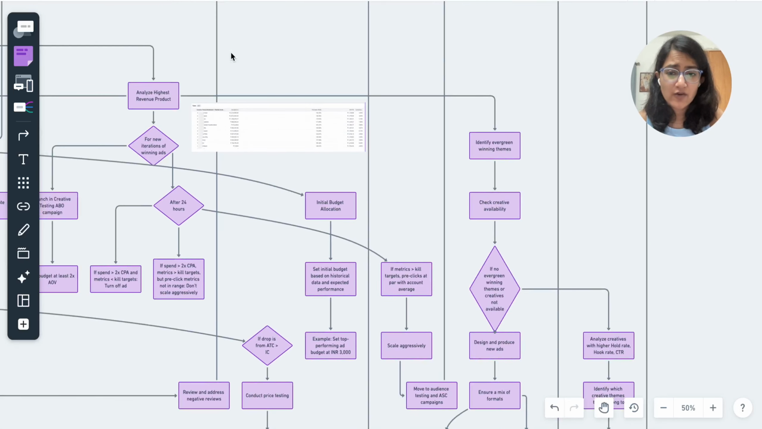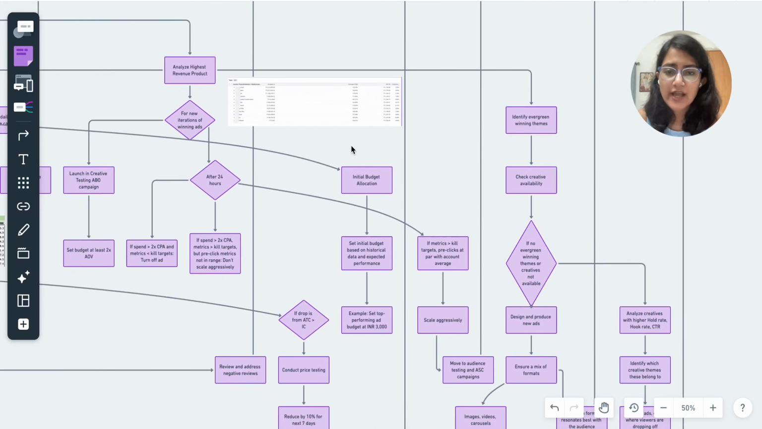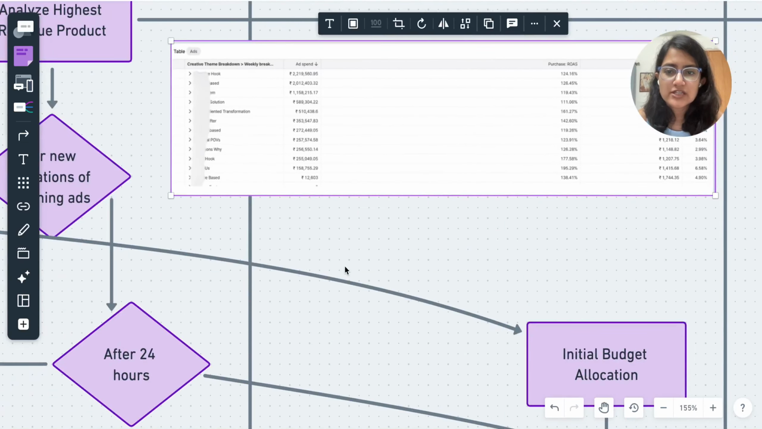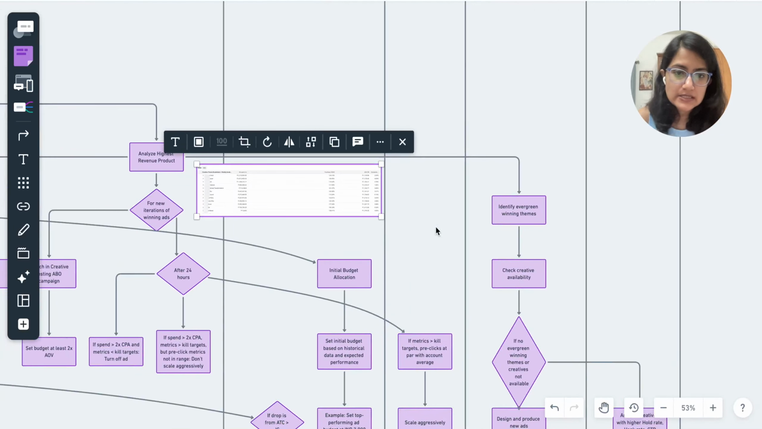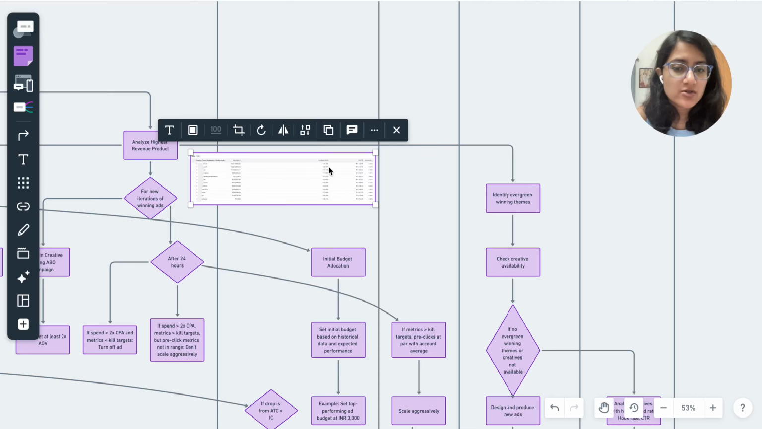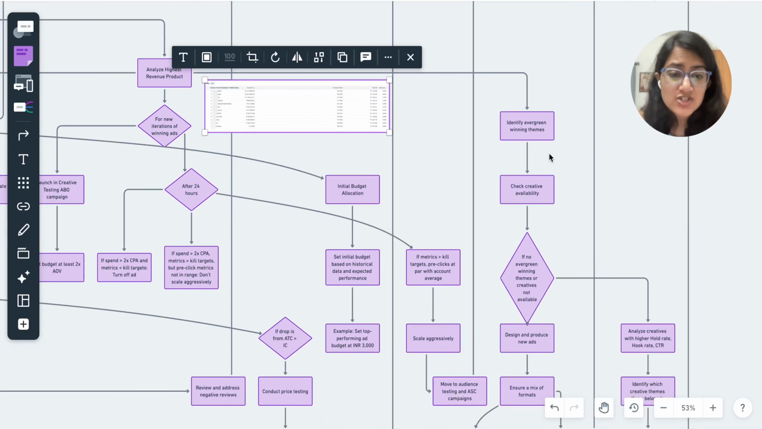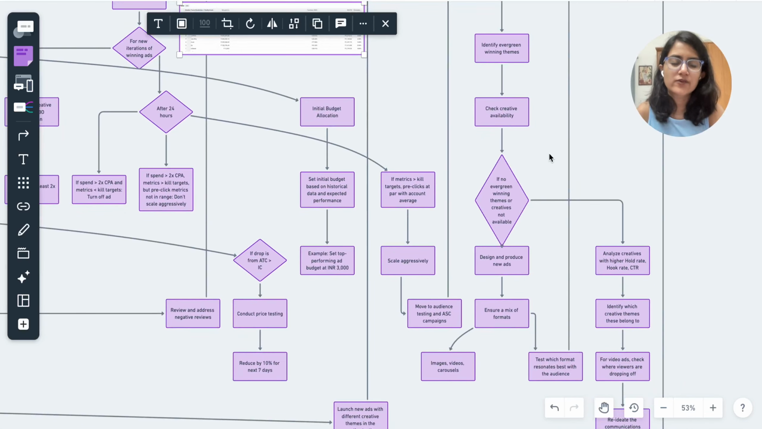This is the kind of creative themes reporting that we usually have, where we see which creative themes are performing, where most of the spends are going, and my ROAS, my AOV, my conversion rate. So I know this is the next creative theme that I need to focus on. It actually makes it easier to identify your winning evergreen themes. You can check their creative availability. If you have them, you can launch them directly, and if you don't, you can design and produce them for your new products as well as new ads for existing products.